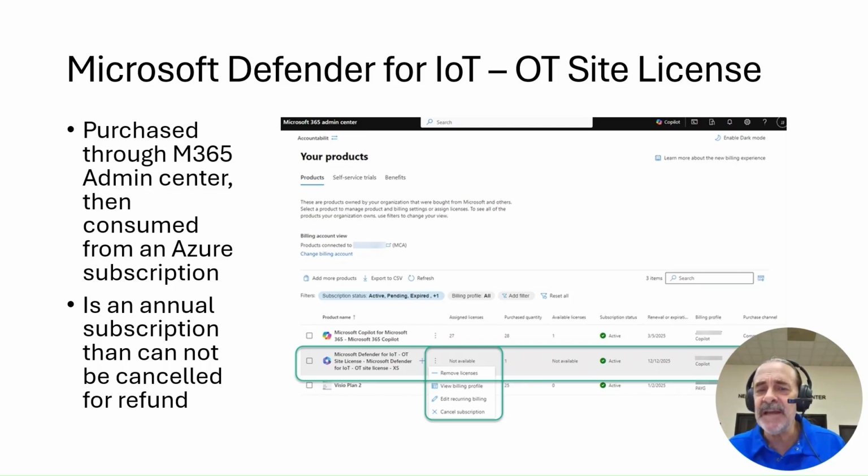Defender for IoT is licensed through the M365, through the Office 365 admin area. So even though OT is like an enterprise product, it's not generally what we would consider on the user side, but that's actually where the licenses are purchased. Whoever in your financial operations purchases your Office licenses, it's in that same area that you would purchase your Defender for IoT OT site licenses.